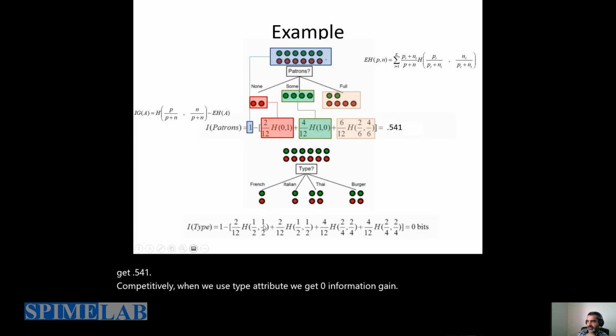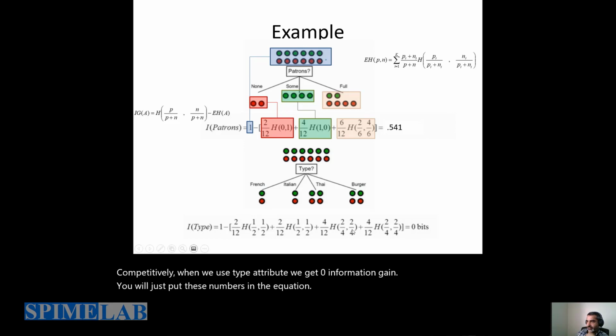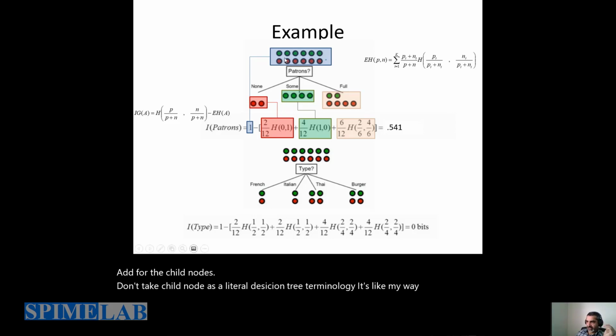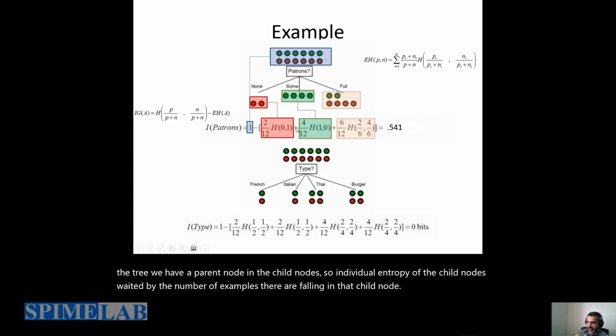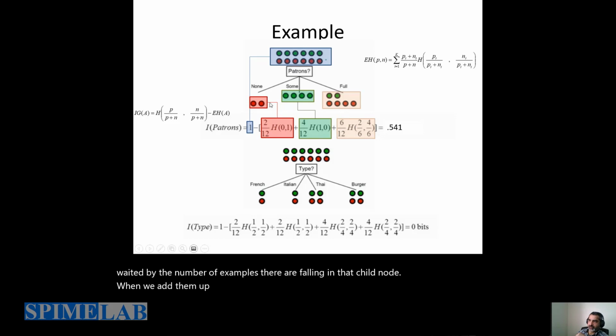You will just put these numbers in the equation, add for the child nodes. Don't take child node as a literal decision tree terminology. It's my way of explaining: in the tree, we have a parent node and the child nodes. So the individual entropy of the child nodes is weighted by the number of examples falling in that child node. When we add them up and subtract from the entropy of the parent node, we get information gain. It's a kind of layman way of remembering things.